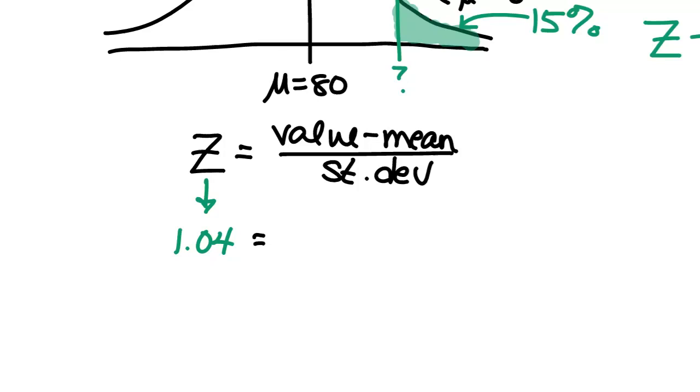Do we have a value for the mean here? 80. So I'm going to call this x and then minus 80 over our standard deviation. Do we have that? 7.7. All right. Solve that for x now.